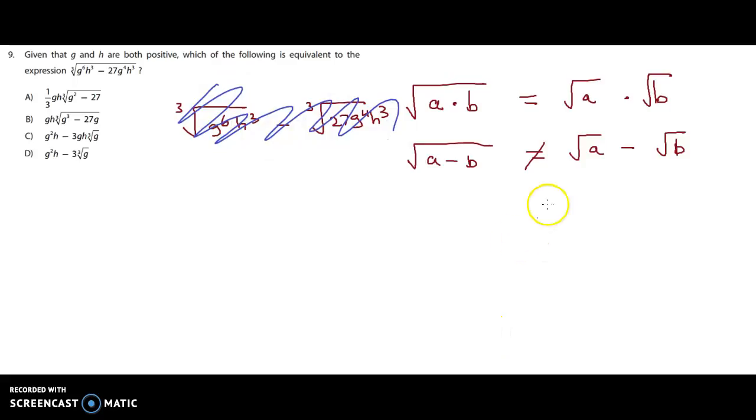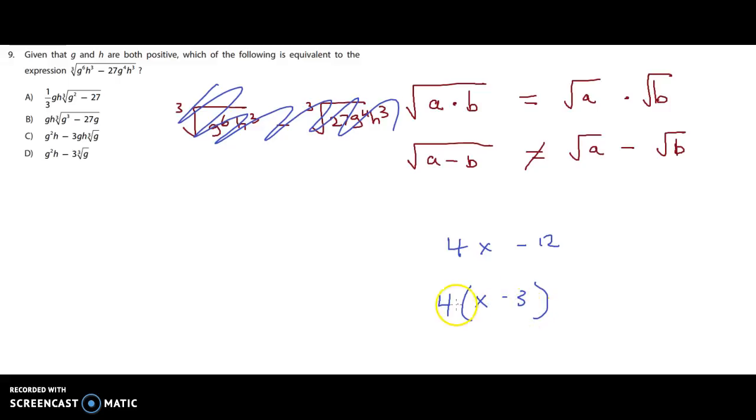But what we can do is try to rearrange the inside here in such a way that we can rewrite it as a multiplication problem. Let me give you an example of that. Supposing I had 4x minus 12. Well, it's a difference between these two terms, right? Subtracting them. But I could factor out the greatest common factor, which in this case would be 4, and I could rewrite that as x minus 3.